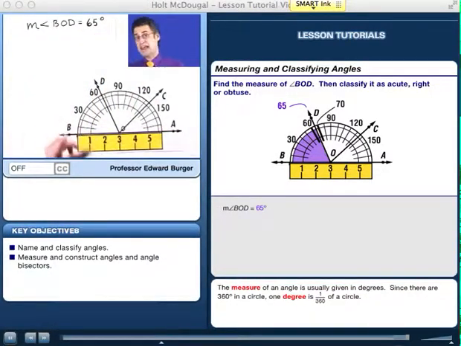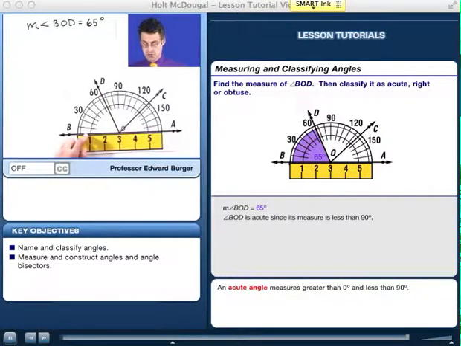And you'll notice that since that measure is actually less than 90 degrees, this angle is an example of an acute angle. It's an acute angle.